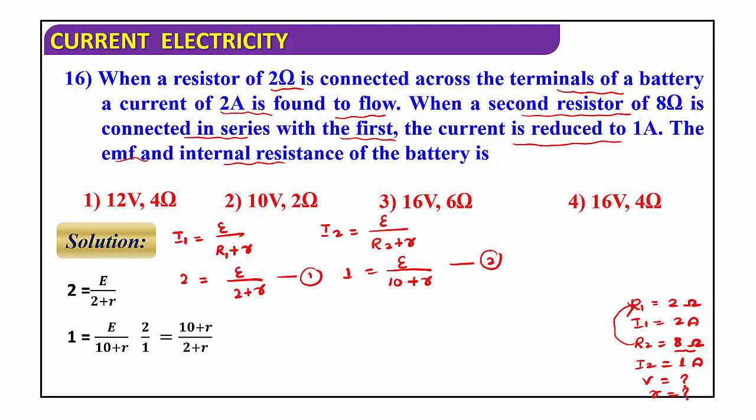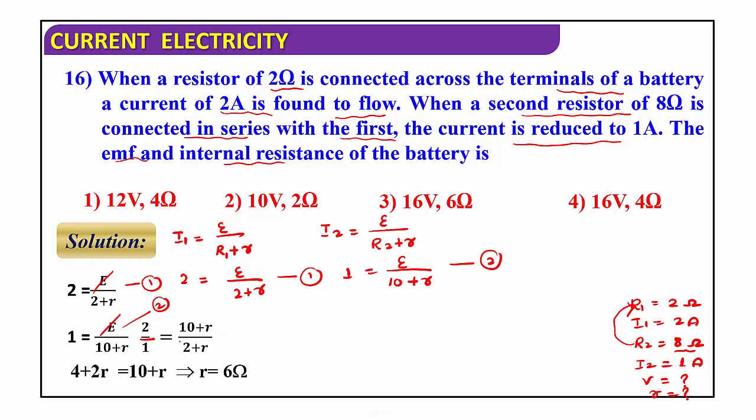Now solving these two equations, we will get the final answer. This is equation 1. This is equation 2. Equation 1 divided by equation 2: 2 divided by 1 is equal to, E and E will get cancelled, so 10 plus r divided by 2 plus r. So solve here.